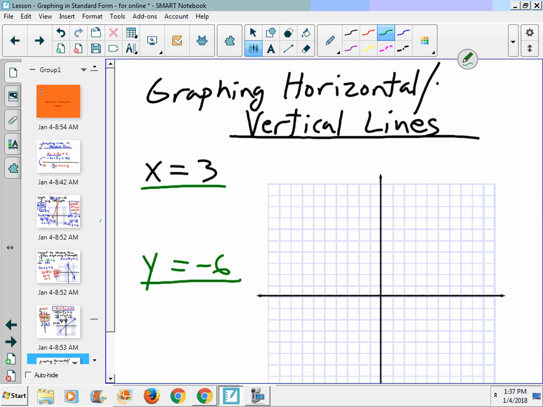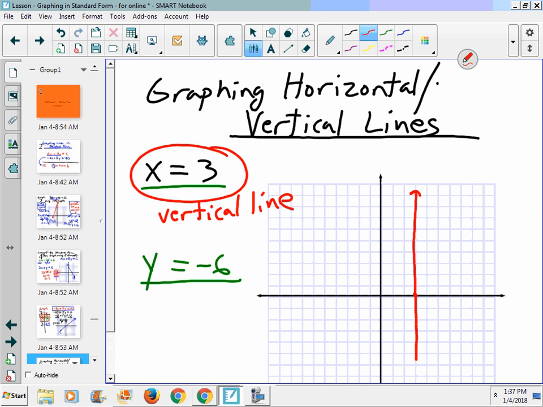And it's also easy to differentiate which one's horizontal and which one's vertical. X equals a number is always going to be a vertical line. Always. All you do to graph it is go over to 3 on your x-axis and then make your vertical line going up and down. That might be a little weird for you why it's vertical, but the reason it's vertical is because each point along this line has an x value of 3. The y values are changing.